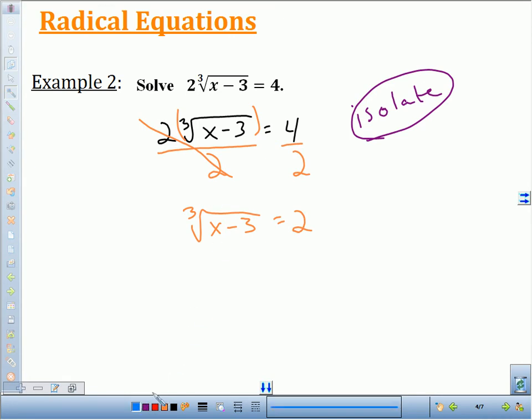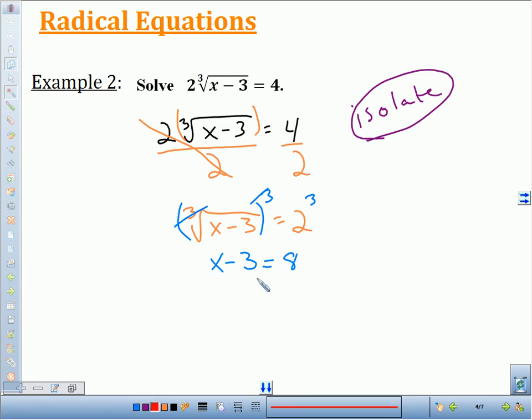And once my radical is isolated, I can raise it to a power. Since this is the third root, I want to raise it to the third power. And if I do it on one side, I got to do it on the other. Power and root cancel each other out. And ta-da, we're left with just x minus 3. On the other side, 2 to the third is 8.